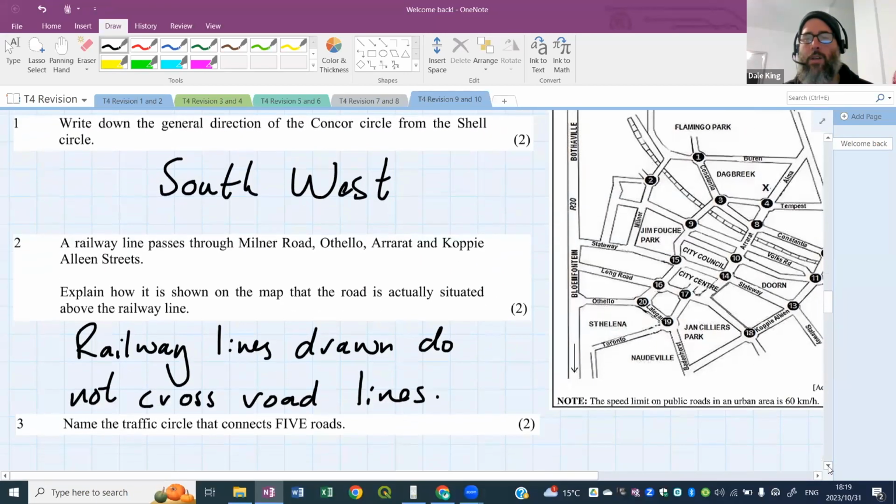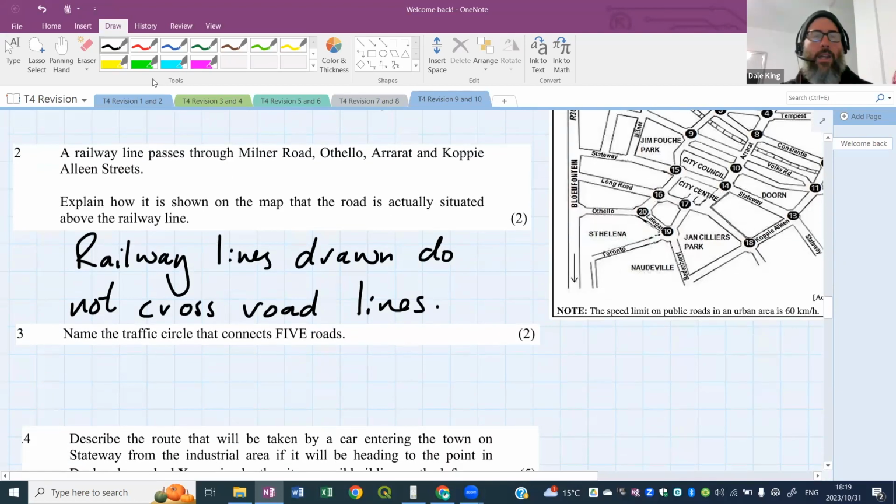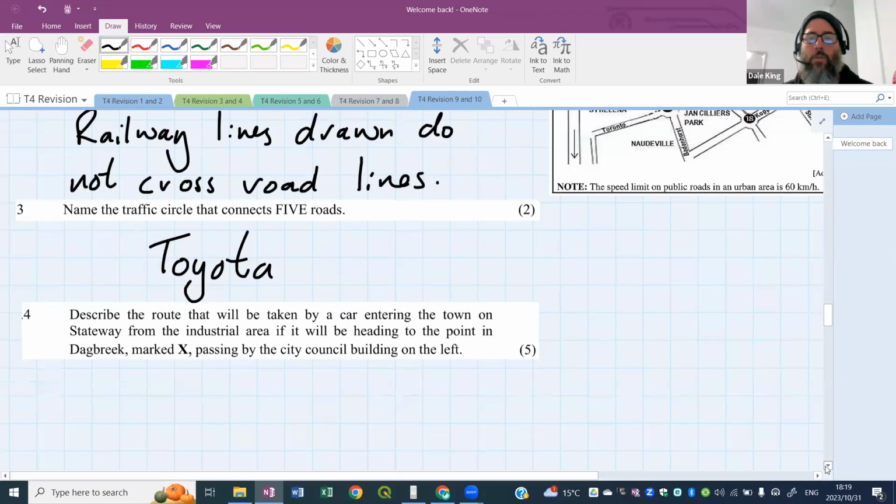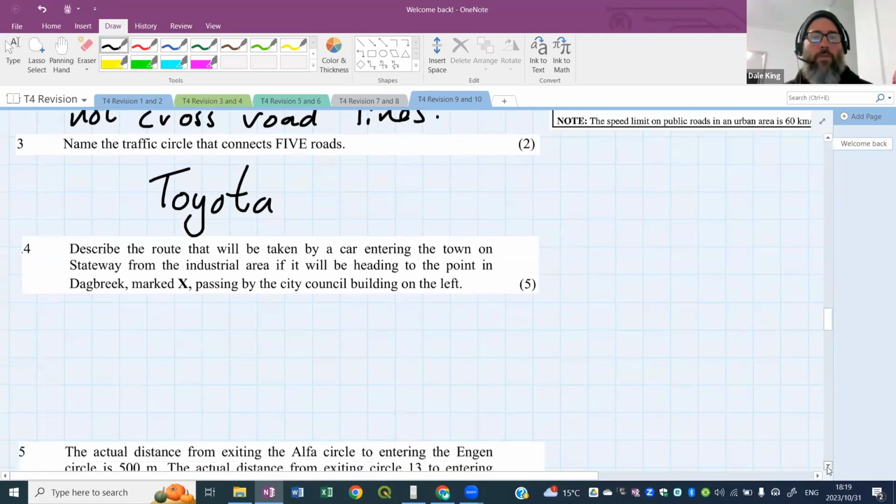They said name it. So you would have to go to the number on the key and give the name. So you would have to write Toyota for this to get your 2 marks. Okay. All right. Not too bad. Question number 4. Here we go.